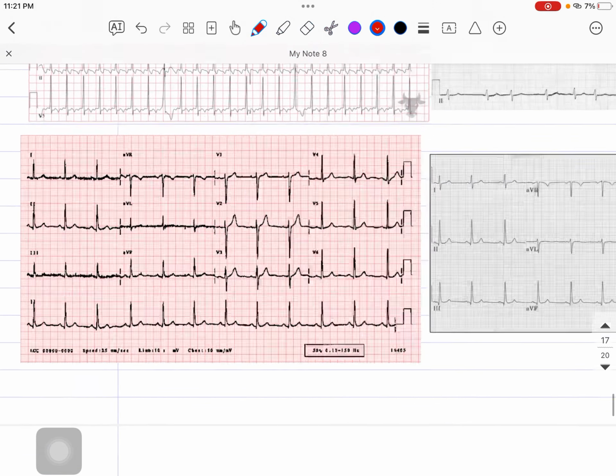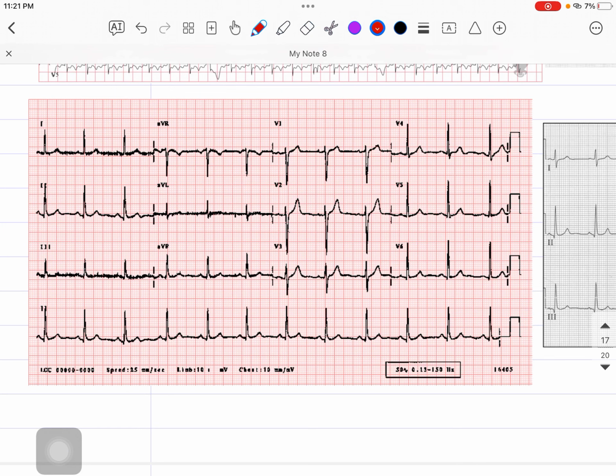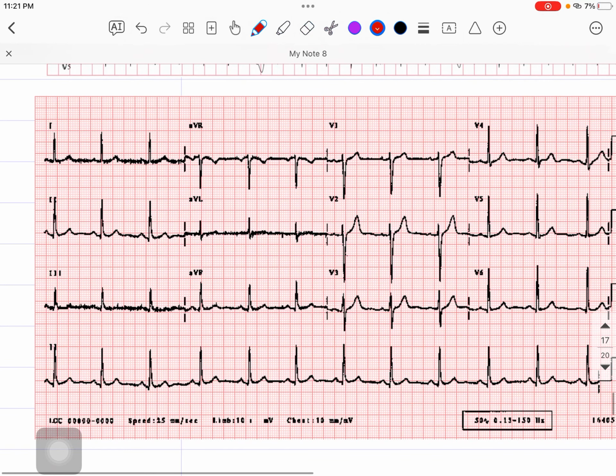One more example guys, so that it will be very crystal clear in our mind. Here also lead number 1, 2, 3, AVL, AVF. The tallest one I can see is in lead number 2. The third one is not that tall actually; the first one is the more tall one. So second one and then first one.